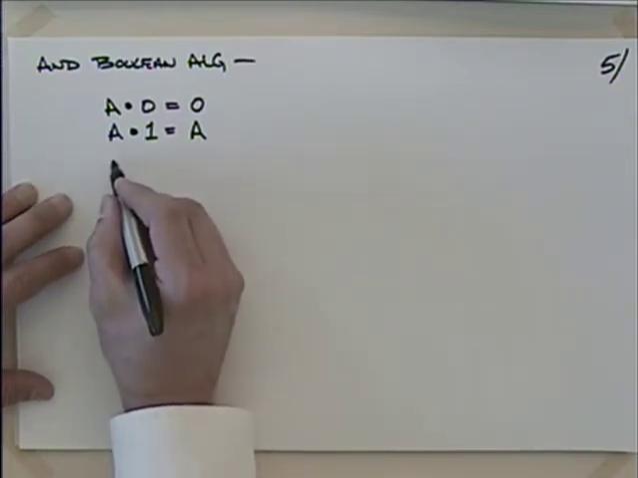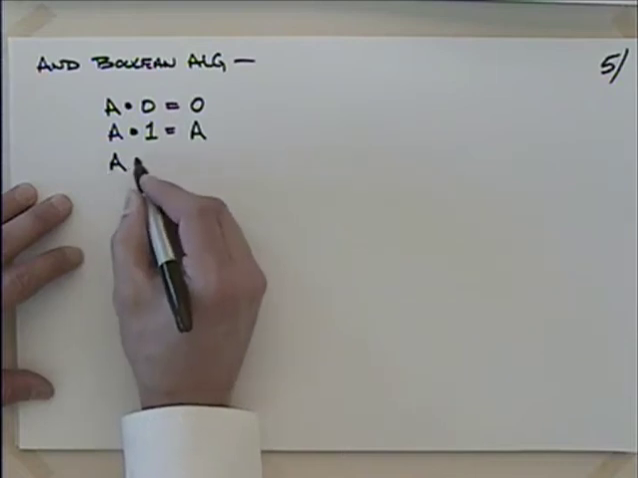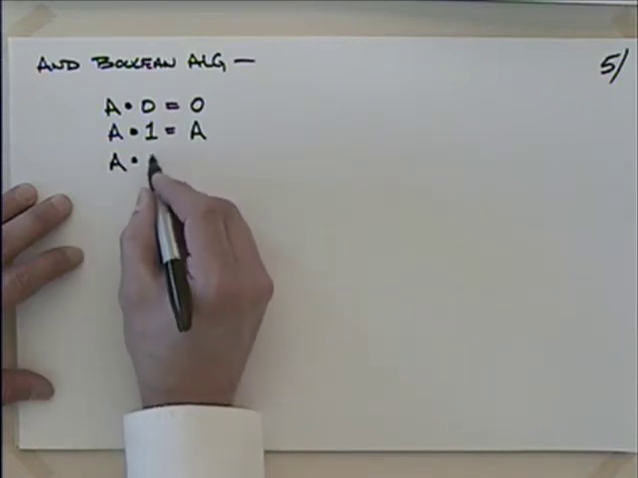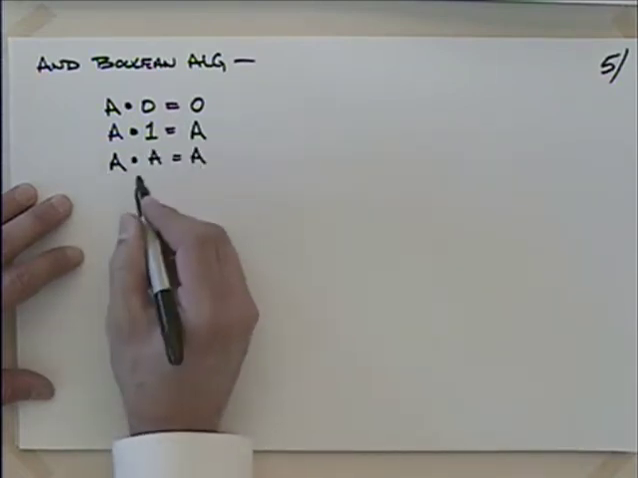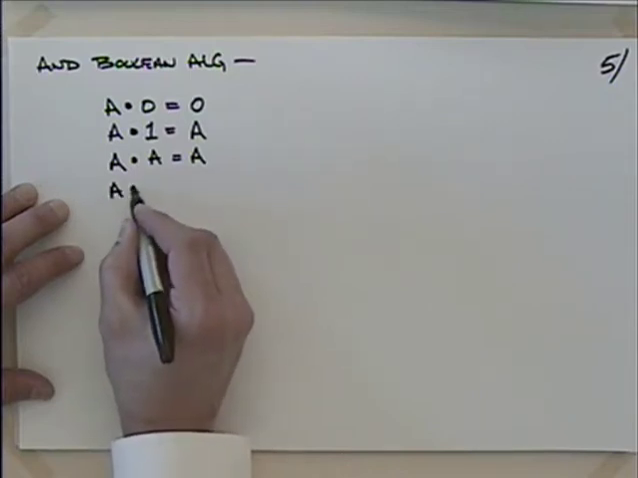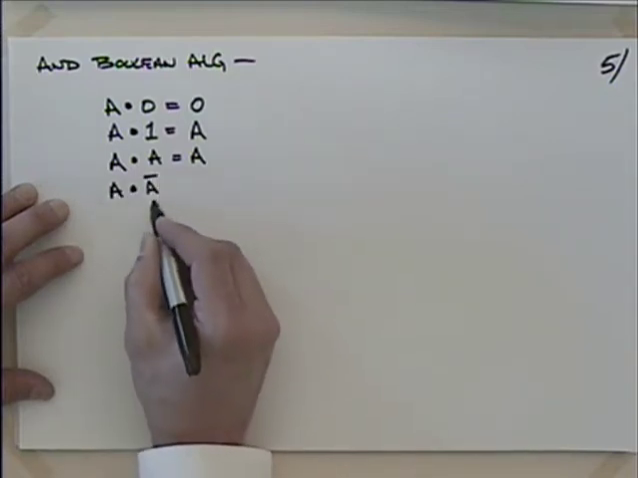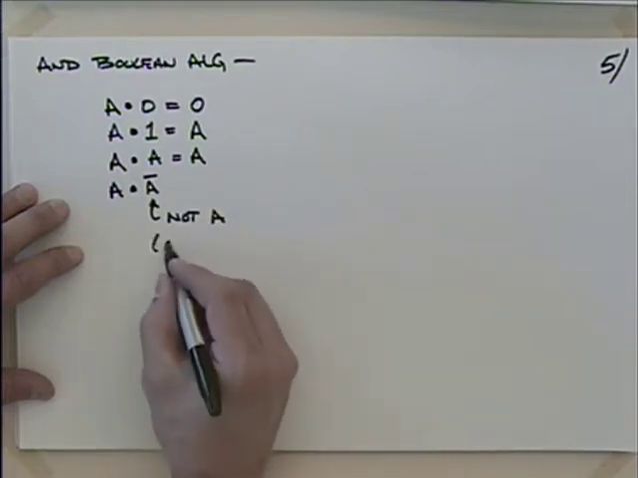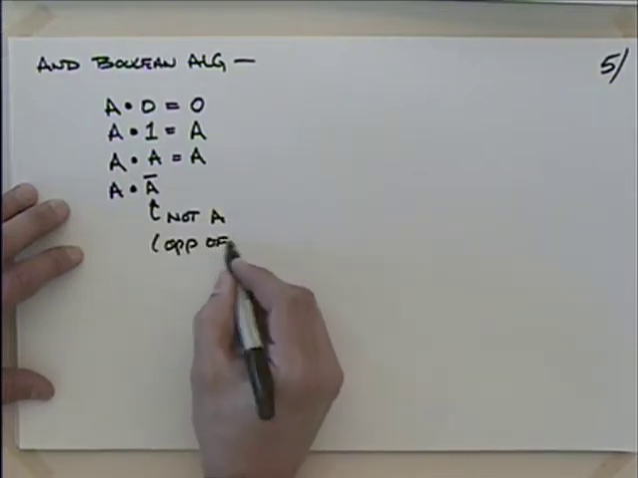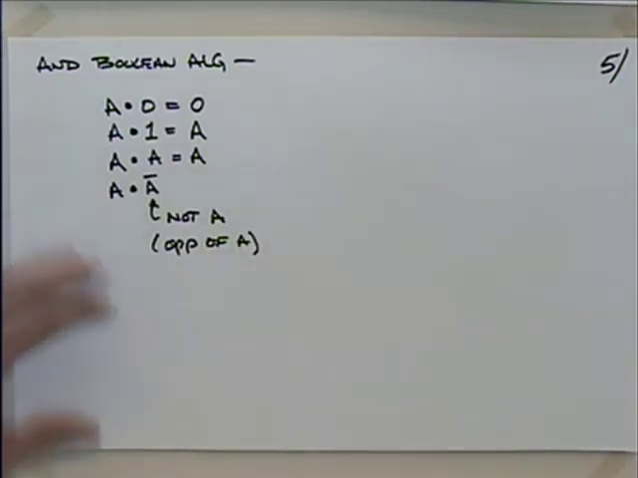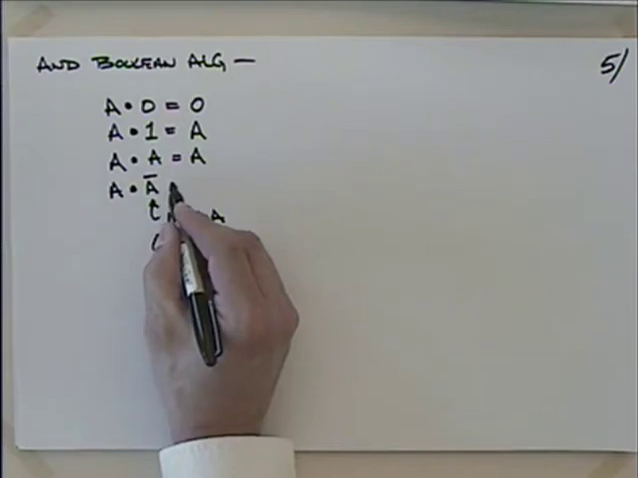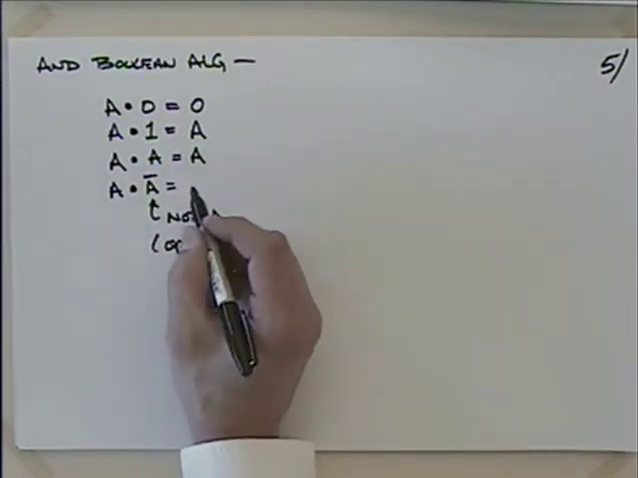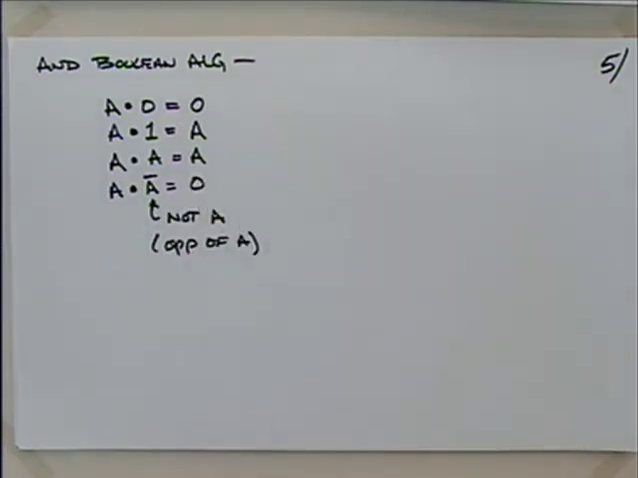Did you talk about this stuff in discrete math? Okay, good. A ANDed with A gives me A, and A ANDed with not A, which is the opposite of A. So if A is a high or A is 1, it'd be a 0. If A is 0, it would be a high. So if I AND it with that, I have to get 0, right?